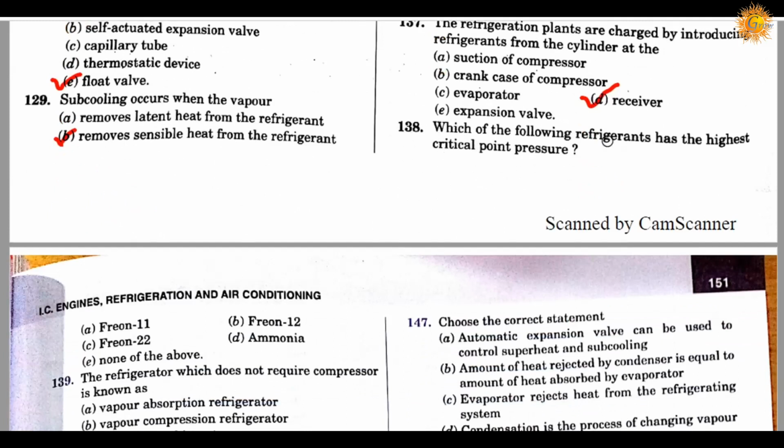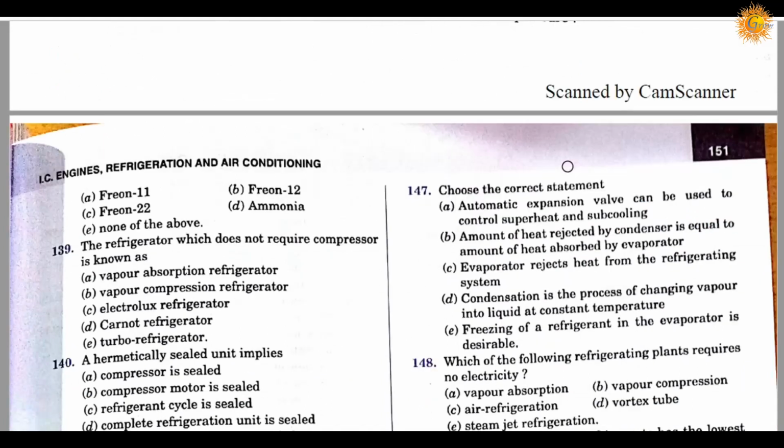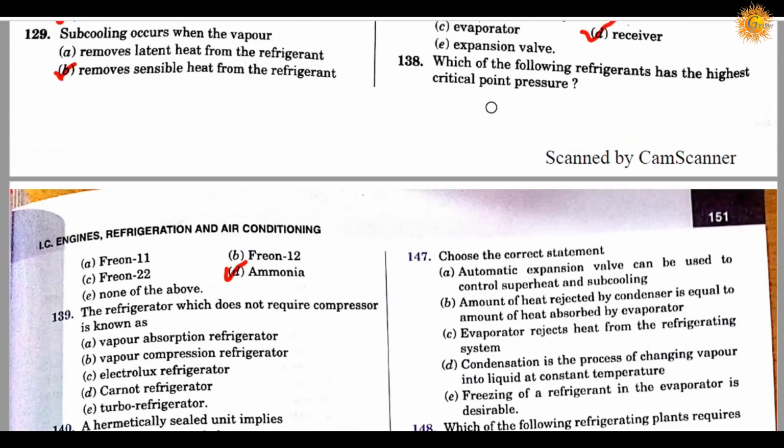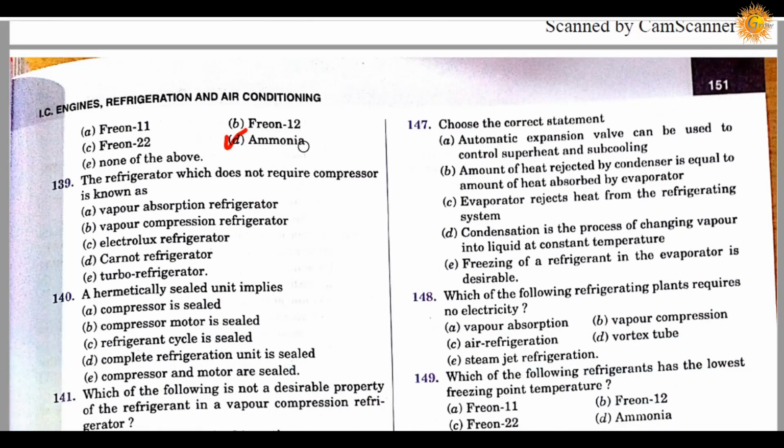Question 138. Which of the following refrigerants has the highest critical point pressure? Option A, Freon 11; option B, Freon 12; option C, Freon 22; option D, ammonia; option E, none of the above. So the correct answer of question 138 is D. It will be ammonia, because it has the highest critical point pressure.